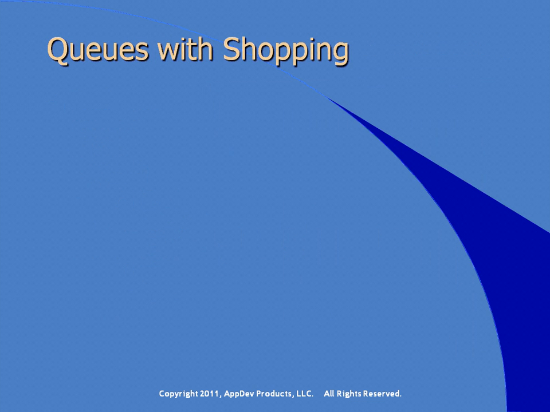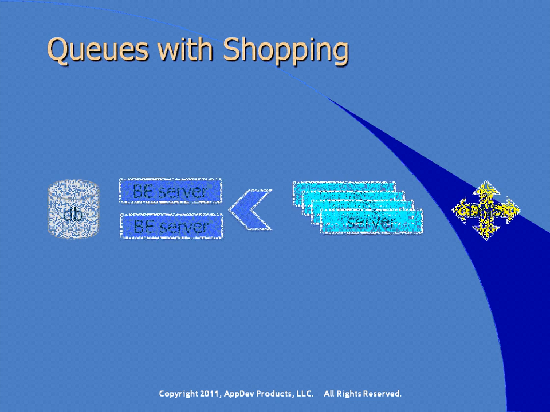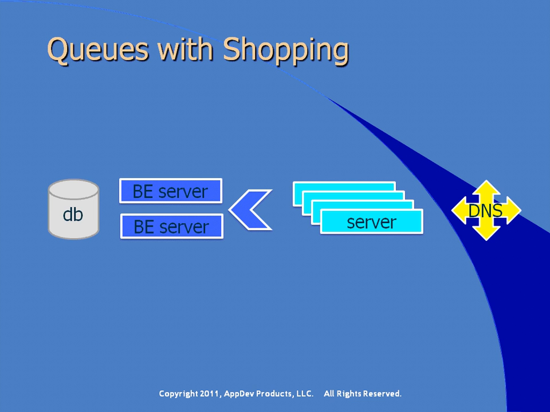Let's walk through an example of how we might implement queuing with shopping. You can think of this in terms of Amazon. When you order something off Amazon, you usually get 2 or 3 emails letting you know that your order's been received, your order's been processed, and your order has been shipped.